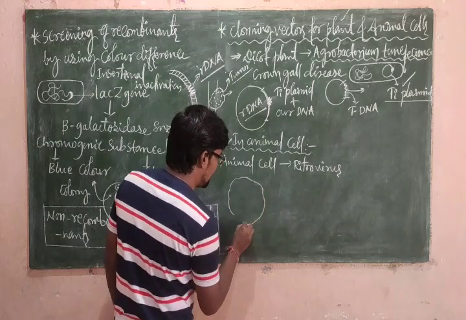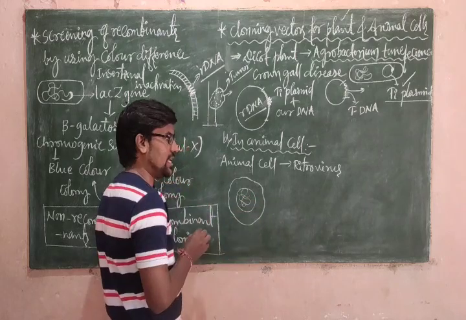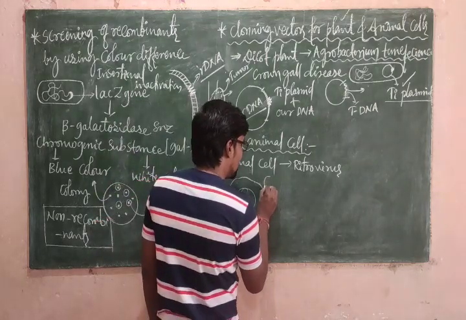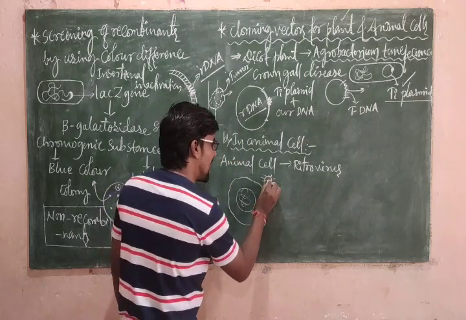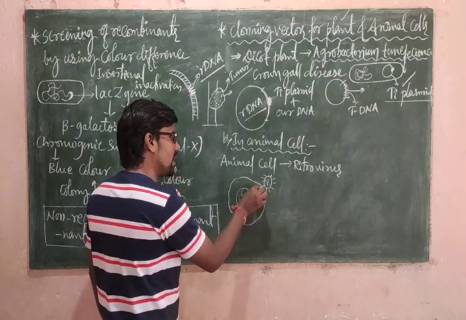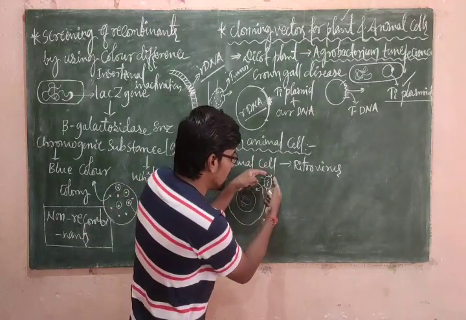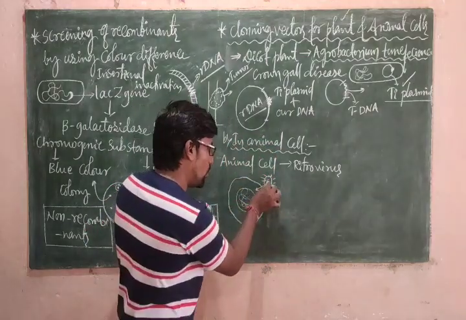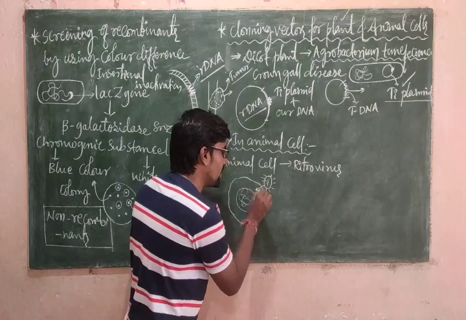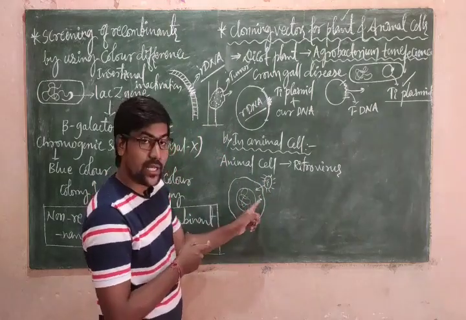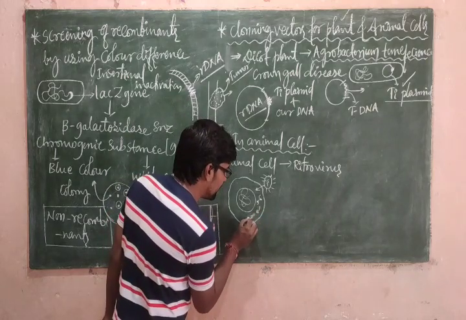This is the animal cell, and this is the nucleus and this is the DNA content. And imagine the virus, a retrovirus, with RNA inside. When this virus attacks the animal cell, the whole virus cannot enter inside. The outer protein coat remains outside, and only the RNA enters inside. That RNA already has the reverse transcriptase enzyme. With the help of reverse transcriptase enzyme, that RNA is converted into DNA.